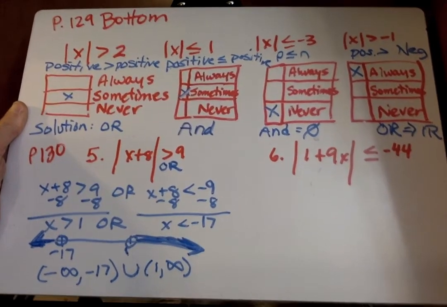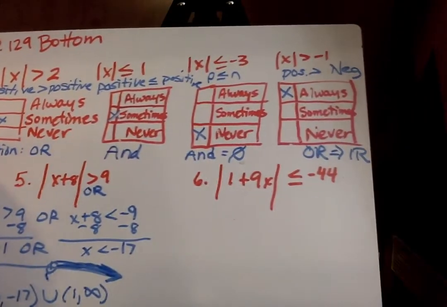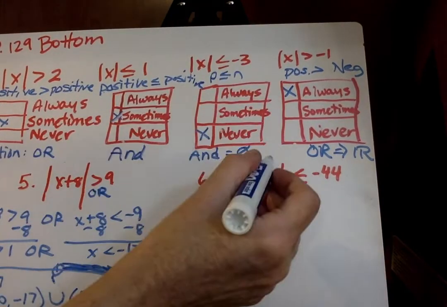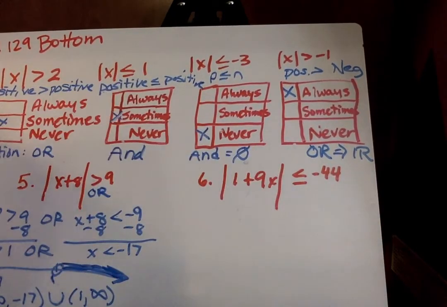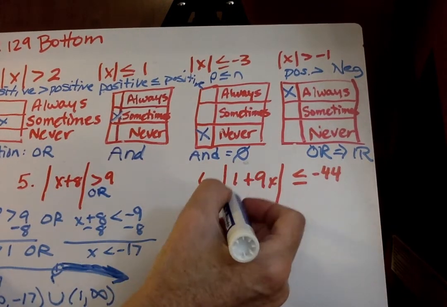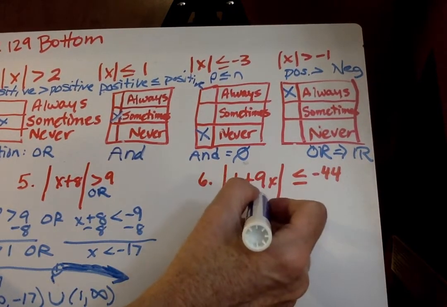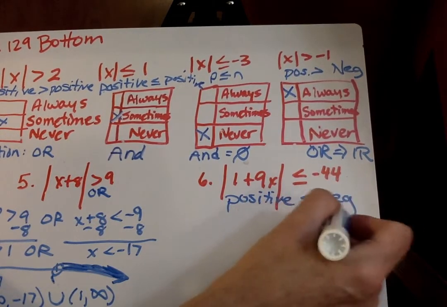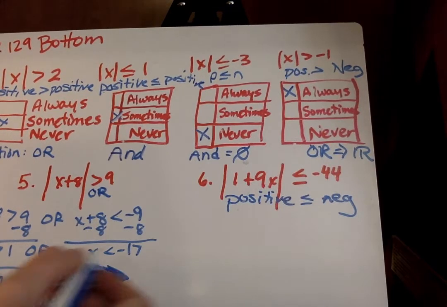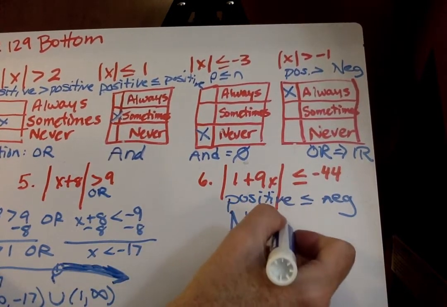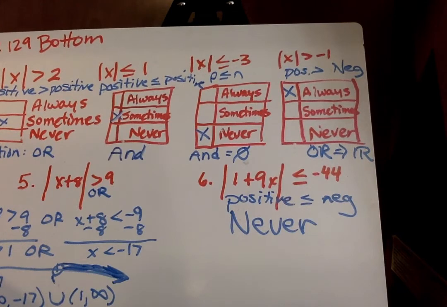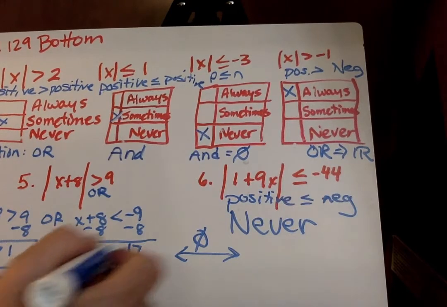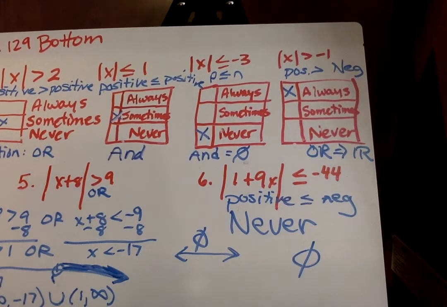All right, let's go on to number 6. Right over here. All right, so again, this is going to end up, it's less than or equal to. So this is going to come out positive, is less than or equal to a negative. And let's think about that. That is never true. So you have your graph. I would just put empty set on the graph, and the interval also empty set. And we're done.